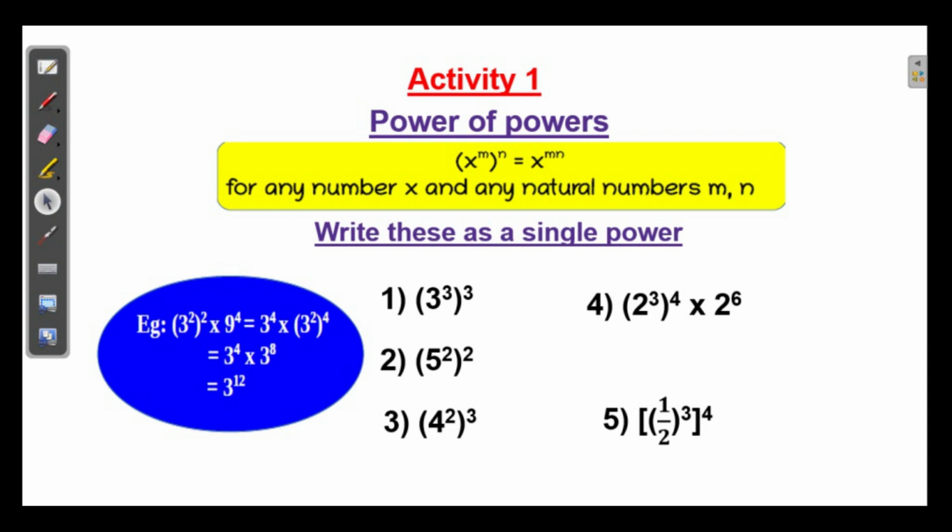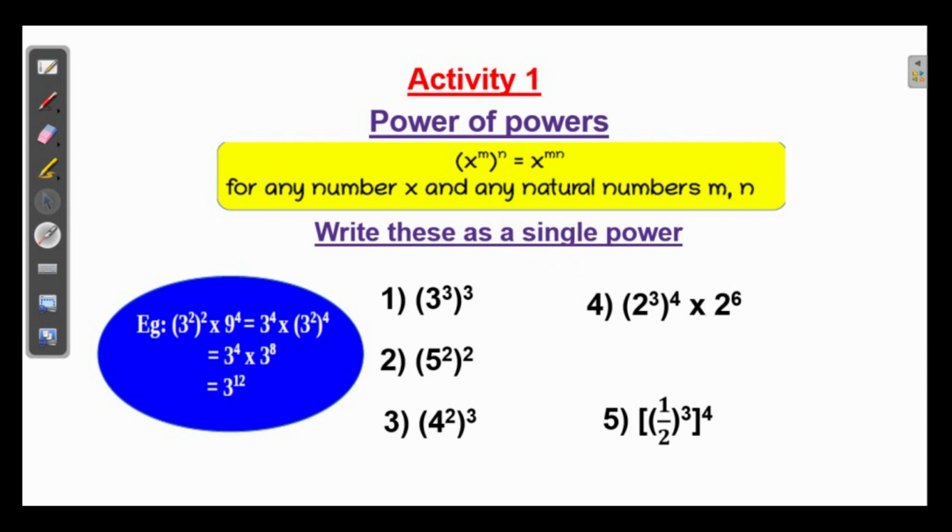Write these as a single power. An example is given: (3^2)^2 into 9^4. (3^2)^2 is 3^4, since (x^m)^n is x^(m into n), so 2 into 2 is 4. So 3^4 into 9^4. We have to write it as a single power.